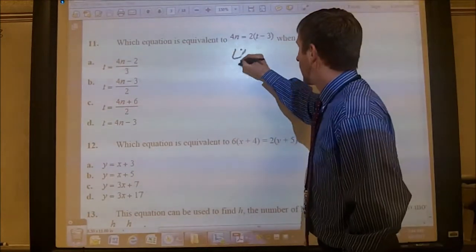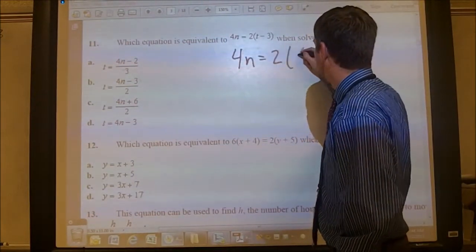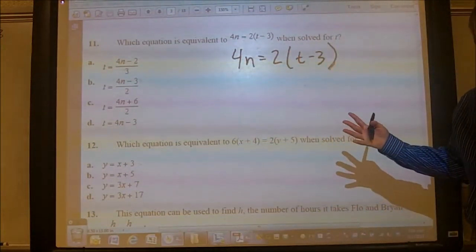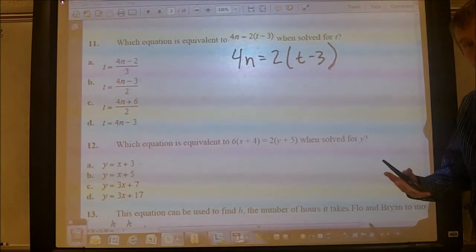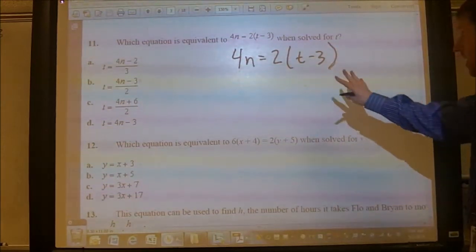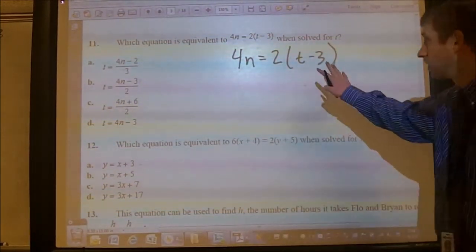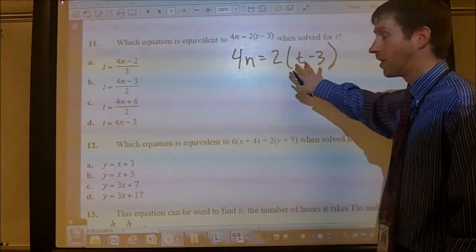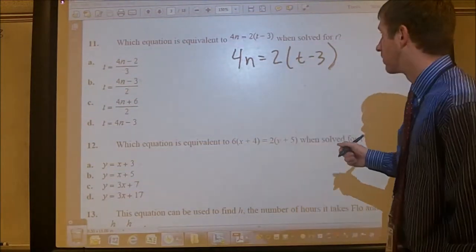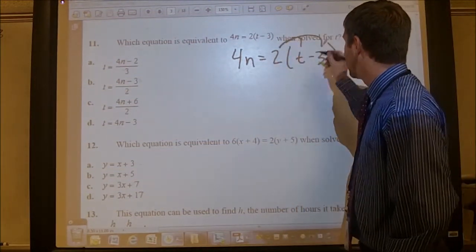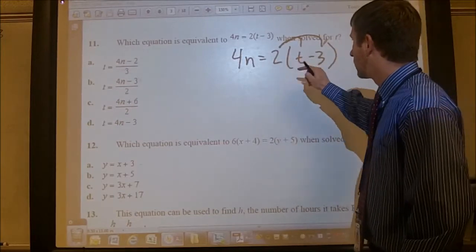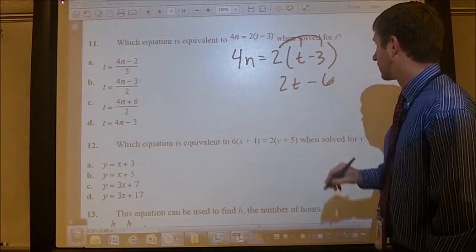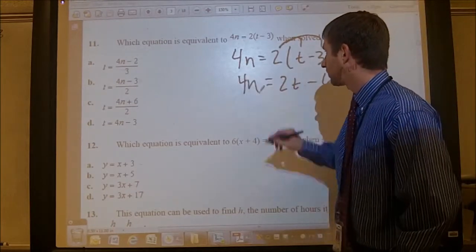So, let me just rewrite here, maybe a little bit easier to see. There's different steps you can take to do this. The most common way that you guys have been doing it in class is to distribute here, the 2, to get rid of the parentheses, and that's perfectly fine. You could also divide both sides by 2 for your first step. But we'll go ahead and distribute, since that's what so many of you have been doing. 2 times t is 2t. 2 times negative 3 is negative 6. So minus 6 equals 4n.